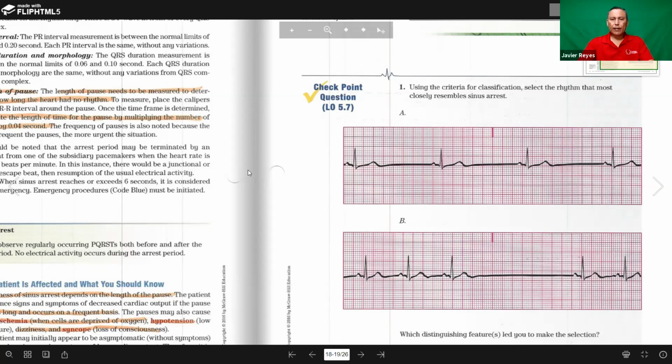Why is it sinus again? Because there's P waves here. P wave here, P wave here, P wave here, here and here. So it's a sinus, right? The only thing that makes it an arrest is this long pause. What is the heart rate? What is the heart rate on this sinus arrest?